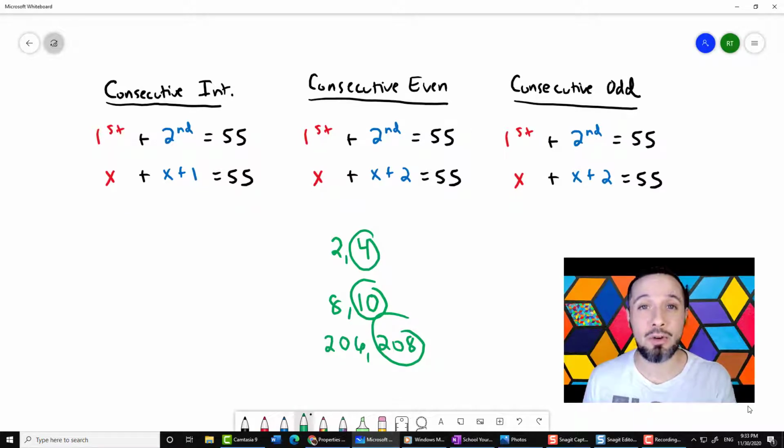And that's how I know that the consecutive even numbers have the pattern such that if the first number is represented by x, the second number has to be 2 more than that previous one. And that's how I come up with x plus 2.